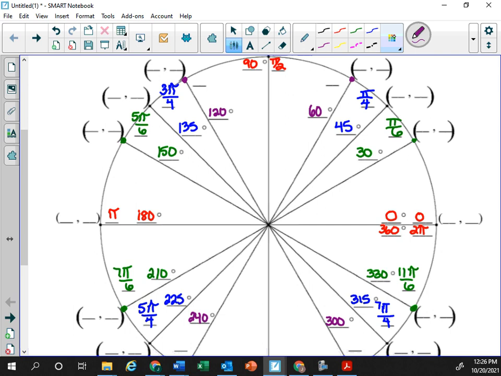All right, on to purple. What is 60 degrees in radians? 3. Yeah, pi over 3. It's a third of the way there. Okay, so they're all over 3s.